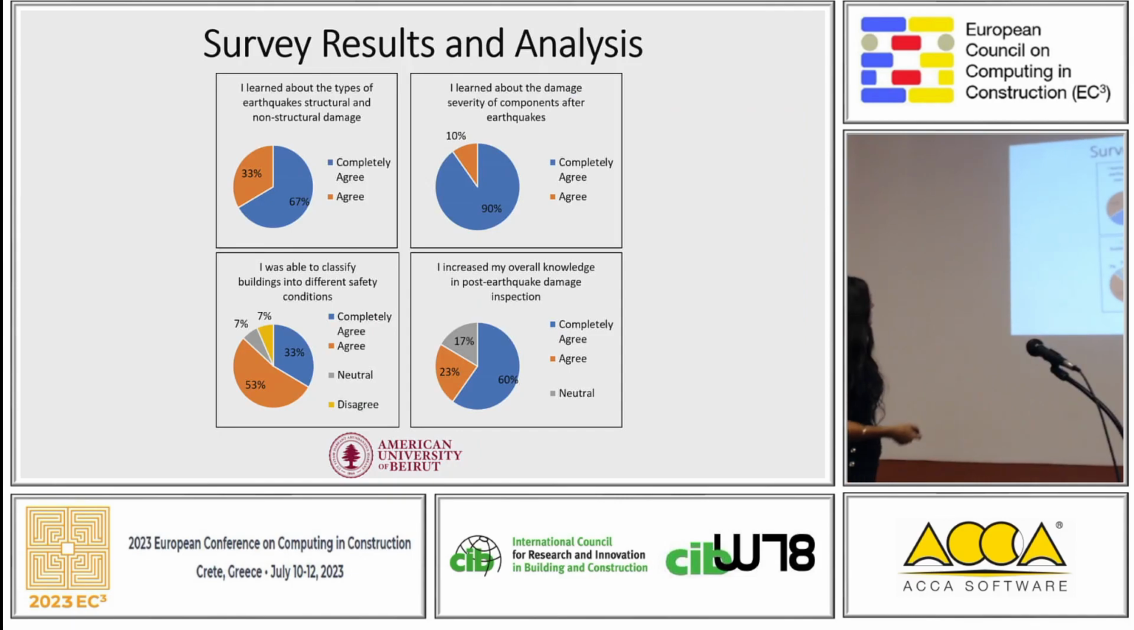So as you can see, if you take a look at all the different pies, the results actually reflect the great advantages of using games in assessing damages. Around 70% of the participants, who are practitioners, mentioned that they learned about the types of earthquake structural and non-structural damage throughout this game. It was beneficial to them. They learned about the damage severity of components because they had to assess 20 different buildings with various damages. They were able to classify buildings into different safety conditions, with around 80% completely agreeing or agreeing. And it increased their overall knowledge in post-earthquake damage inspection, around 60%. So based on the results, game engines are really a promising avenue towards assessing and evaluating post-earthquake damages.